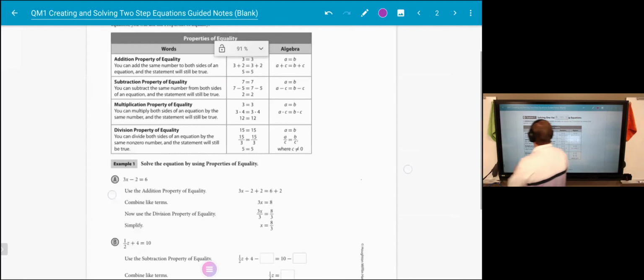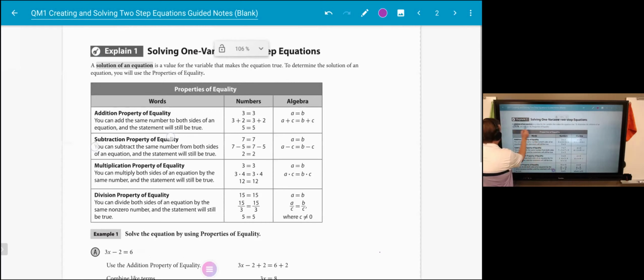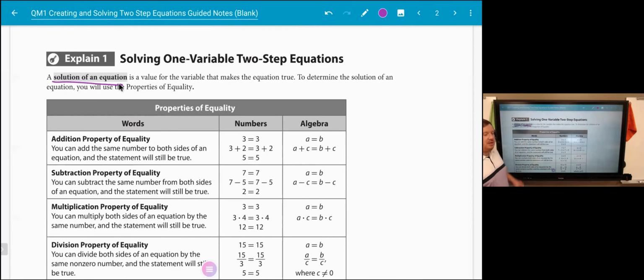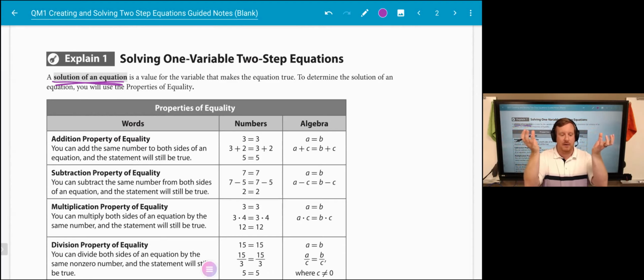Here's another important concept. We talk about solutions a lot, but a solution of an equation, what that means is you get a number for a variable and that makes the equation true. Think of the equal sign as like a statement. Are these statements true? Do these things actually equal one another?